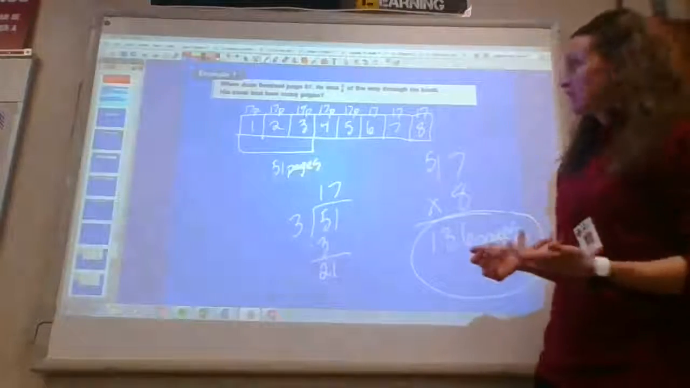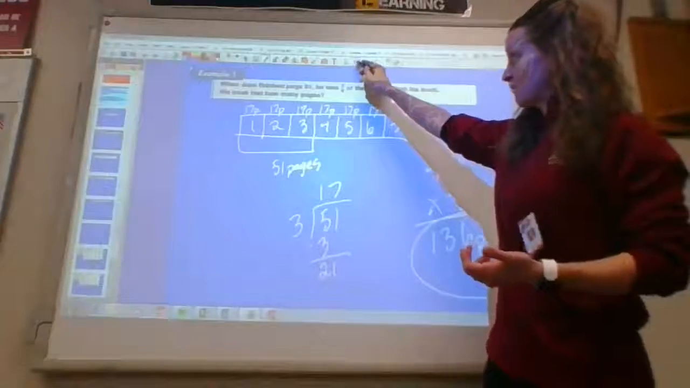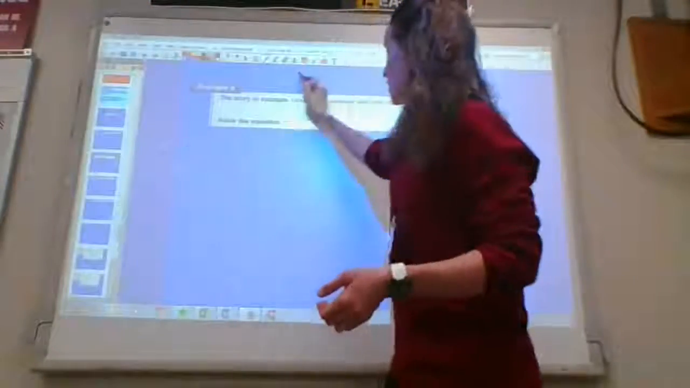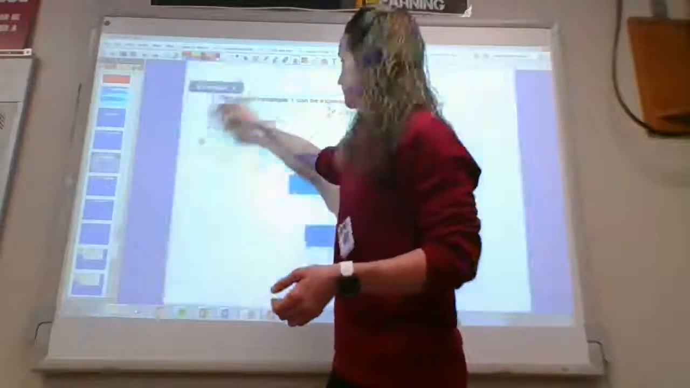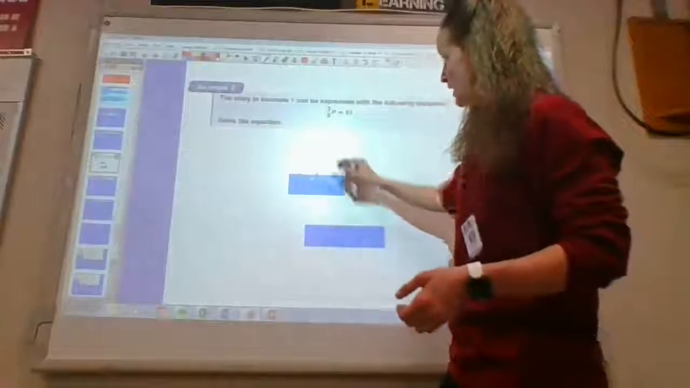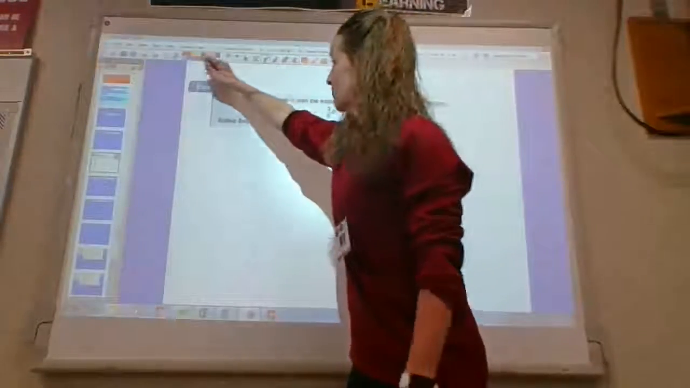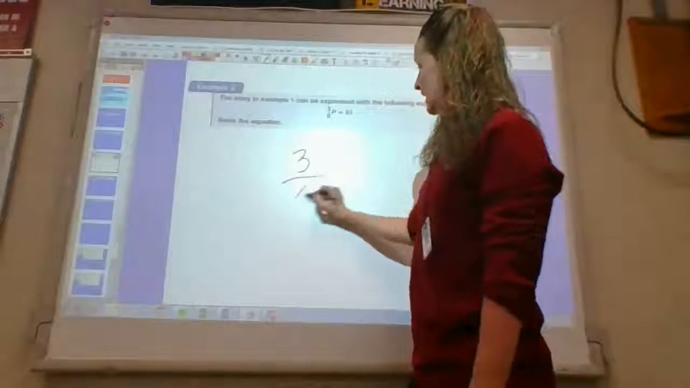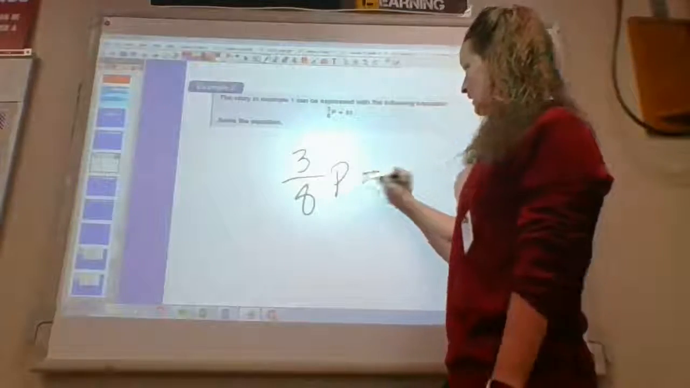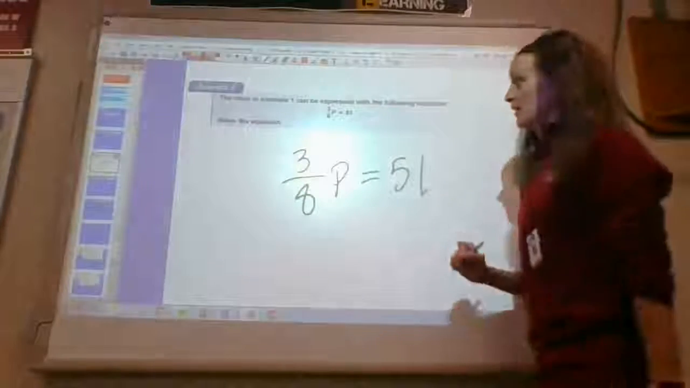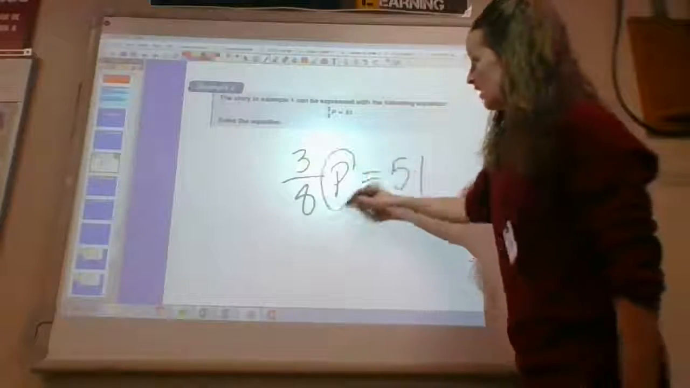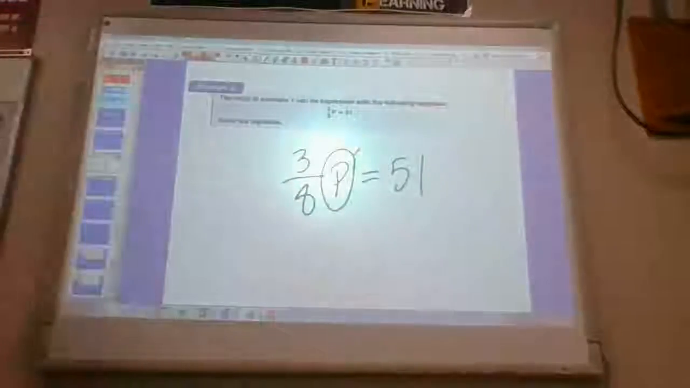So speaking of seeing things, we're going to change the coloring right now. I'm going to use a white background. And now we're going to solve the same problem. The same problem could be solved by the equation 3/8 P equals 51. Let's solve this equation.